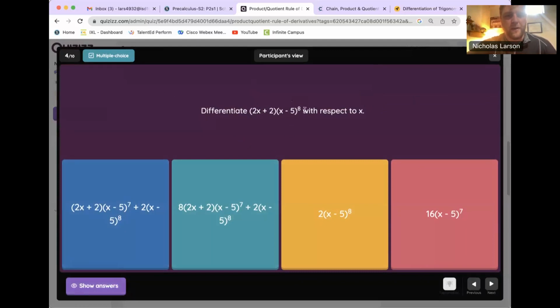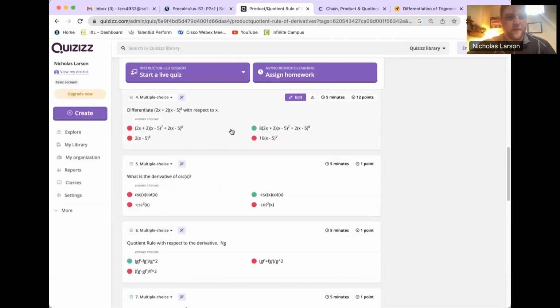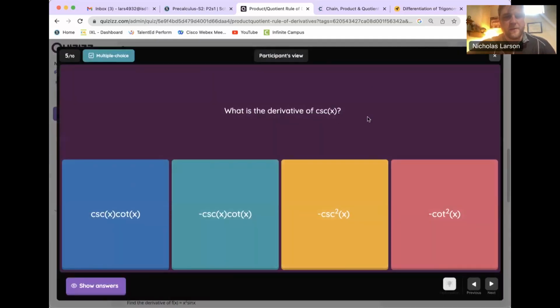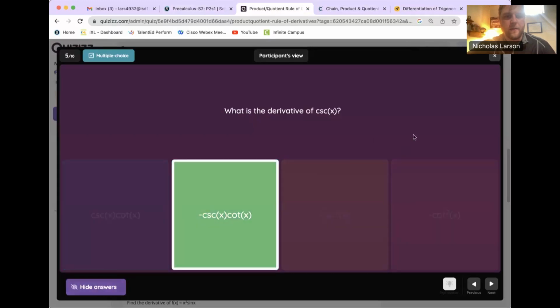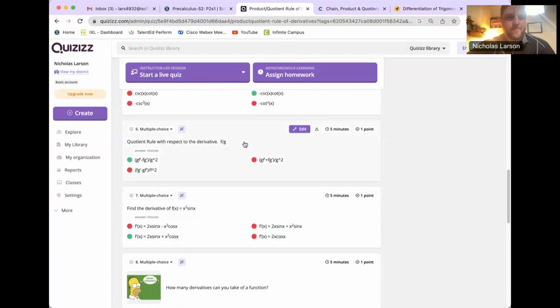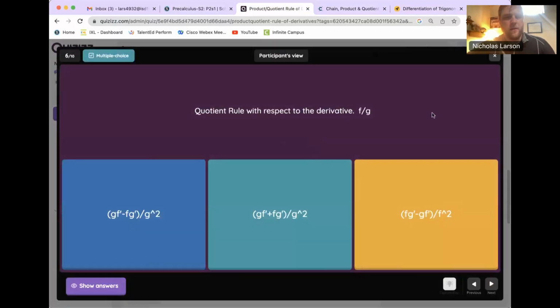This is partly you would have to use the chain rule. And we haven't quite learned that one yet. Next week. What is the derivative of cosecant? Right here. What is the quotient rule? Low D high minus high D low, and over the square of low we go.